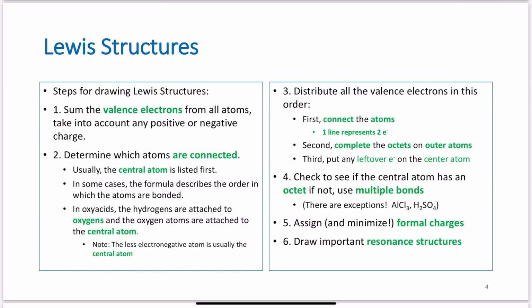And also, the least electronegative element is usually your central atom. So we go by electronegativity. The more electronegative it is, the more likely it is to be an outer atom. The less electronegative it is, the more likely it is to be a central atom.